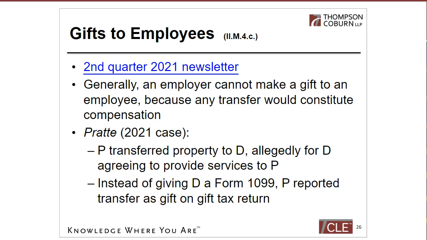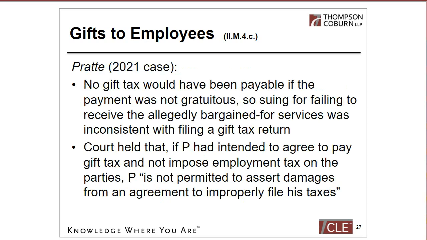But instead of giving the defendant a Form 1099, the plaintiff reported the transfer as a gift on the gift tax return. So he attempted to use his gift tax reporting to excuse not doing employment taxes. And the bottom line is that if it were gratuitous, there would be gift tax, but this was not gratuitous. So you can't pay gift tax on something that's compensatory. It doesn't belong on a gift tax return. It belongs on an employment tax return.